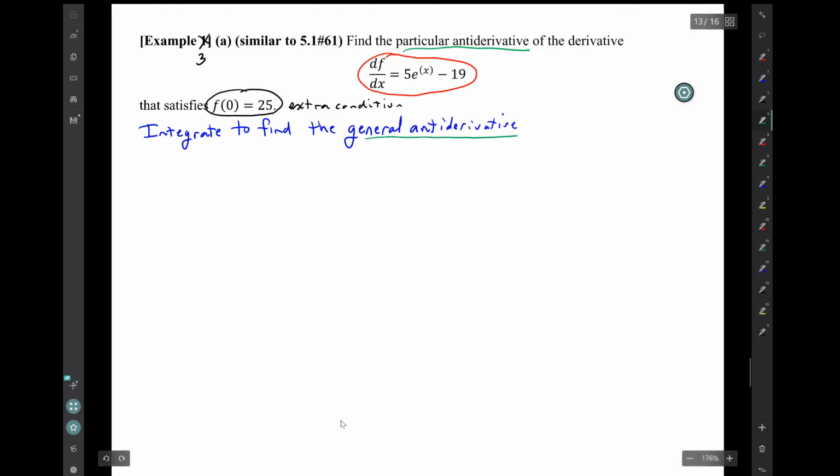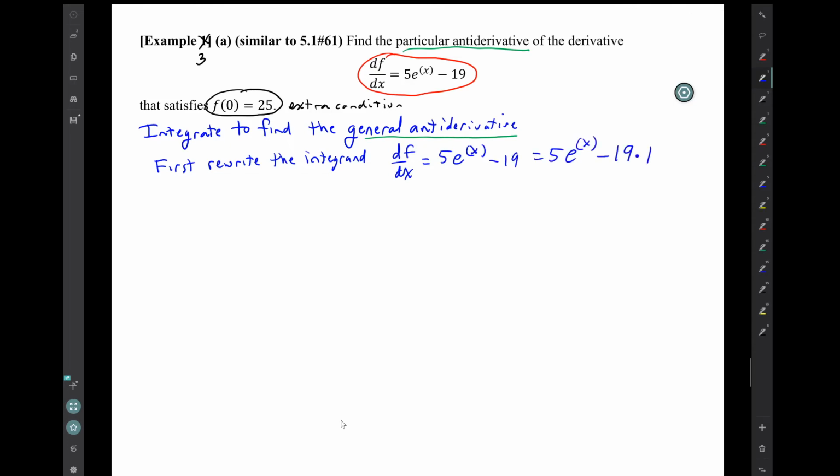But before integrating, I want to rewrite the integrand so that it's in a form more convenient for integrating. I want to write that 19 as 19 times 1. Now that might seem silly, but it's important because that is a power function. Remember that 1 equals x to the 0. So now we integrate.